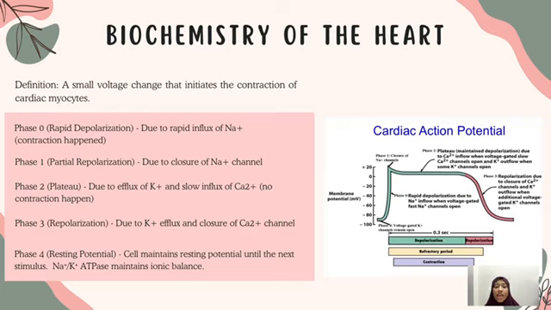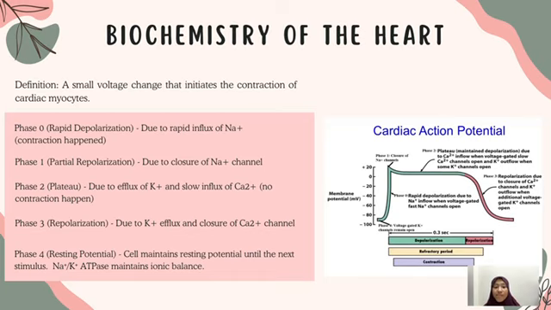Next is phase 2, which is the plateau phase. In this phase, calcium ions slowly enter the cardiac cell through calcium channels, while at the same time potassium ions leave the cell. These opposite movements balance each other, so the membrane potential stays relatively stable instead of dropping. The plateau phase prolongs the contraction, which is important for giving the heart enough time to pump blood efficiently. So in this phase, no further depolarization happens.